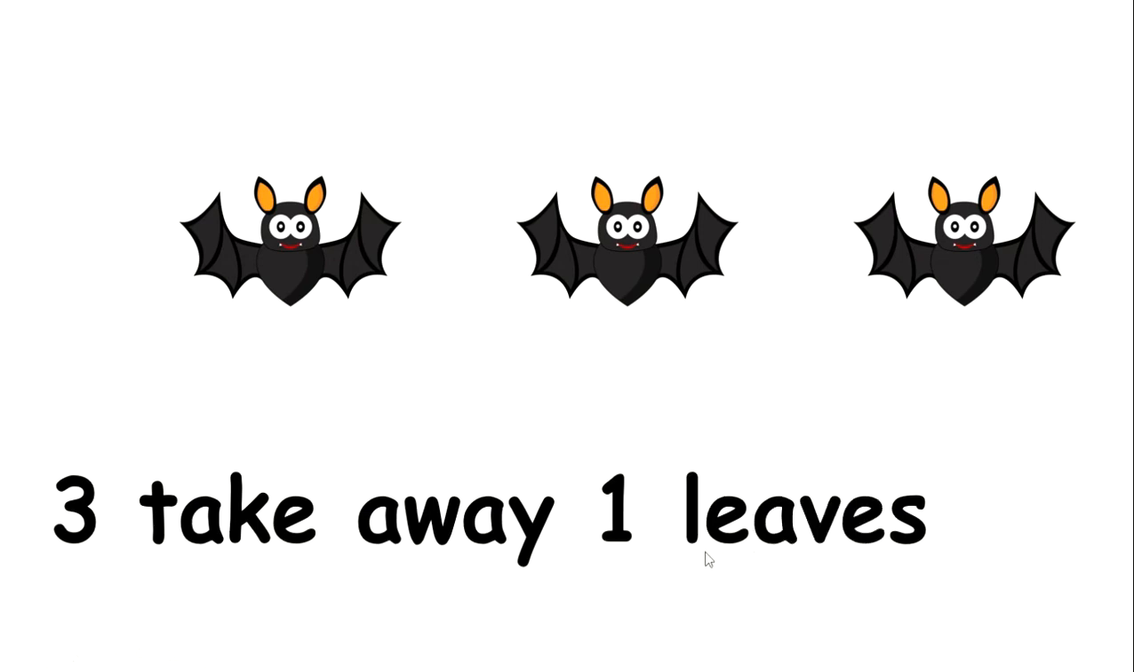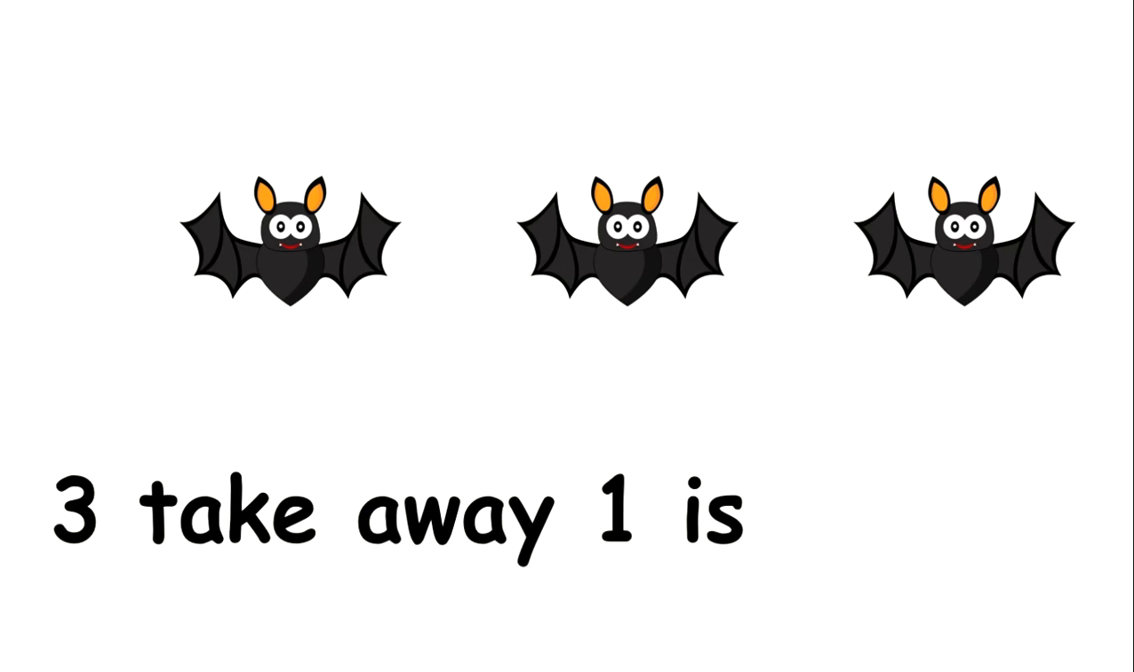So what does this mean? That we are going to take one of these bats away. So we have 3 and we're going to take one of them away. We can also say 3 take away 1 leaves. How many will be left back? Leaves. 3 take away 1 is. All of these words mean the same thing. All of them have to do with subtraction.